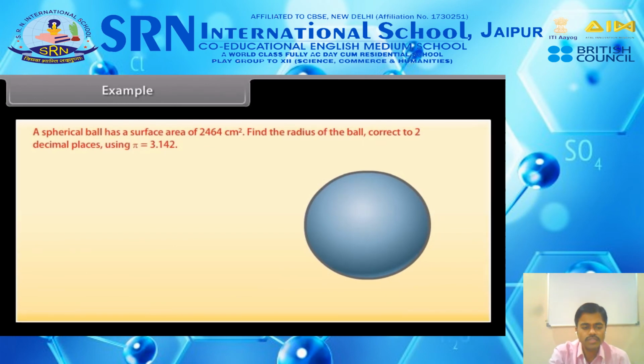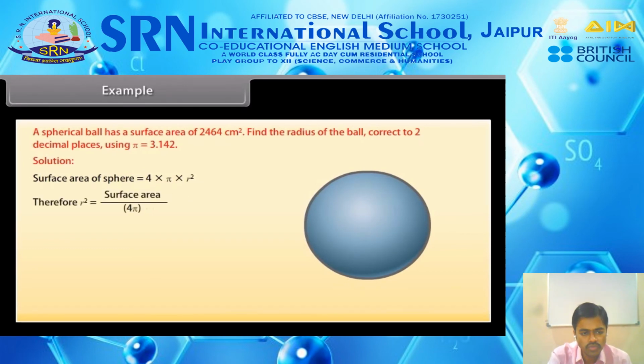Now there is an example which will help us understand how the question will come. A spherical ball has a surface area 2464 cm square. Find the radius of the ball, correct to two decimal places, using pi is equal to 3.142. Now to solve it, we know the surface area of a sphere is 4 pi r square. So r square will be given as surface area upon 4 pi. Putting the value, r square is equal to 2464 upon 4 into pi.